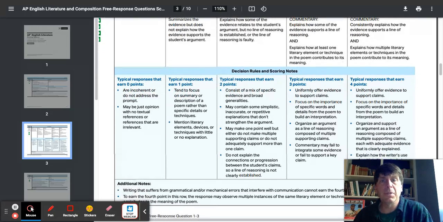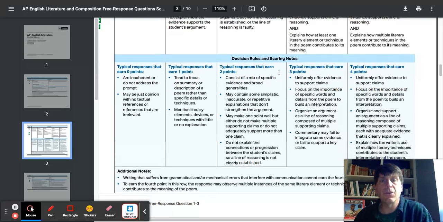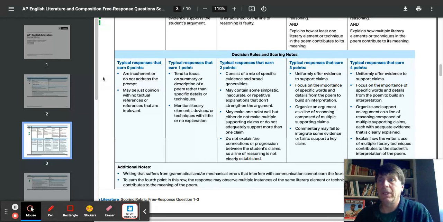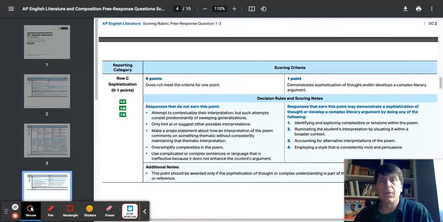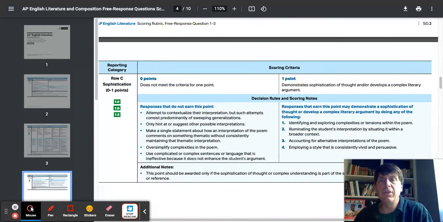And then you can see below decisions, rules, and scoring notes. These are things that explain to you what gets you a 0, a 1, a 2, etc. And we're going to go over all this in class, but I wanted to give it a quick look with you. And then finally, row C, where you get 1 point, which is this odd criteria they call sophistication, and basically demonstrates sophistication of thought and/or develops a complex literary argument.